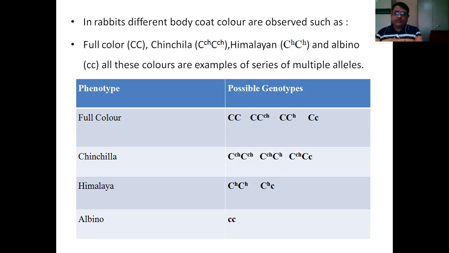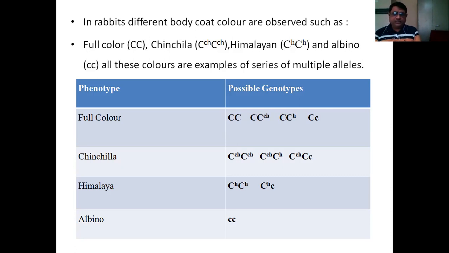So here the capital C indicates the gene for the full color. So the genotype of full color will be capital C, capital C. And the genes for chinchilla is c-ch, Himalaya is c-h, and albino is small c. As we know that full color is dominant over the chinchilla, there will be four genotypes for the full color. First is capital C, capital C. Second will be capital C c-ch, capital C c-h, and capital C small c.